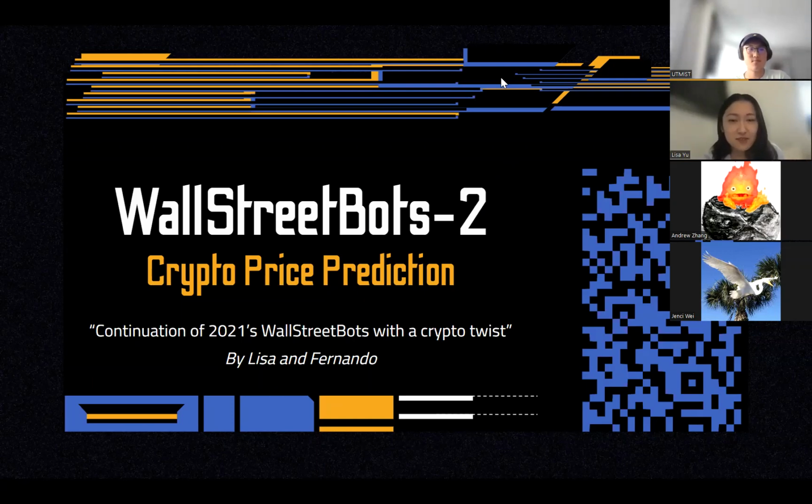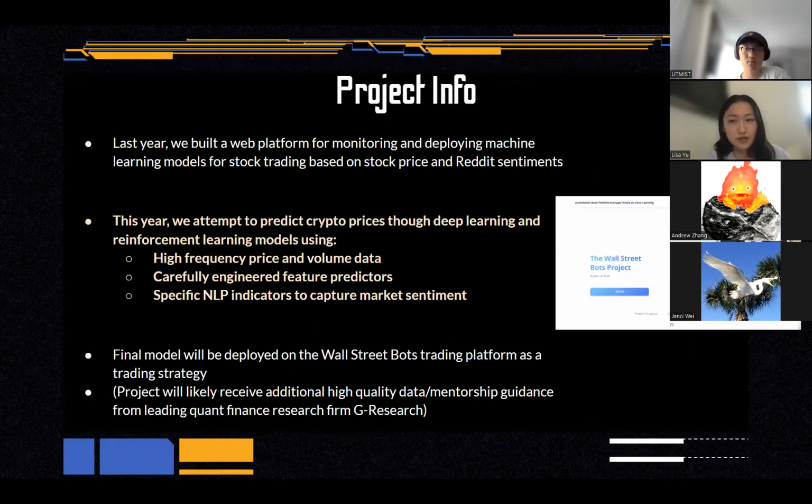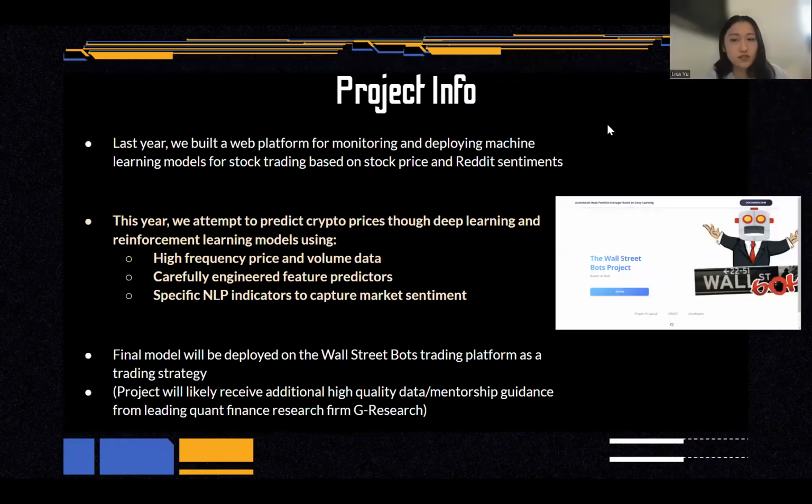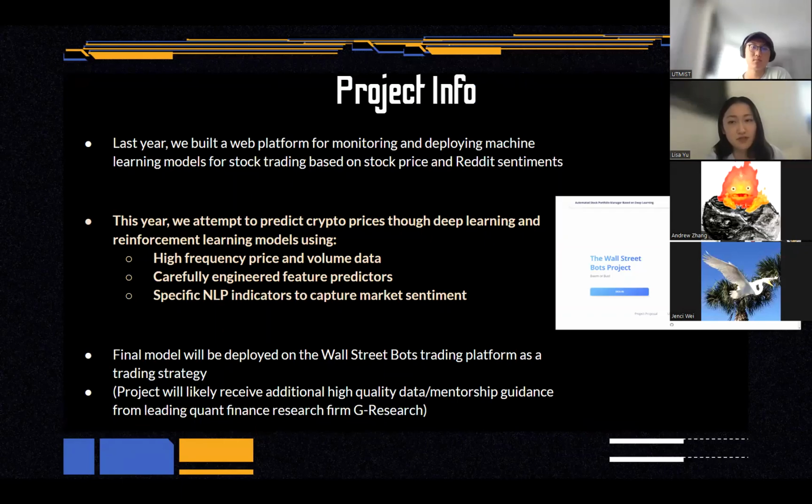Okay. So Wall Street Bots Crypto is a continuation of last year's Wall Street Bots project. Last year, we built a platform that monitors and deploys machine learning models for stock trading by predicting stock prices with Reddit sentiments. And this year, we're shifting our focus to predict crypto prices instead. The volatile nature of cryptocurrency prices and it being driven by supply and demand makes machine learning an appropriate tool to predict these prices. There are 2 parts to the project. And Fernando, who's the co-director of this project, can talk about the first part, which is the NLP part.